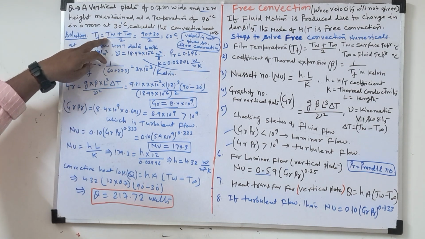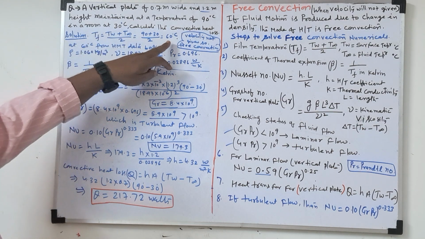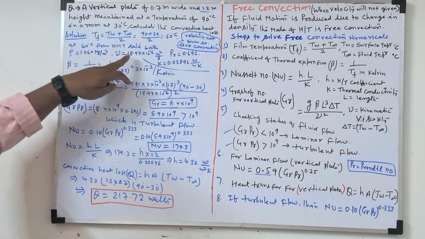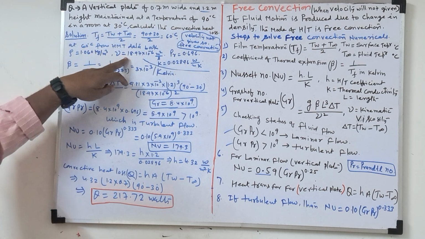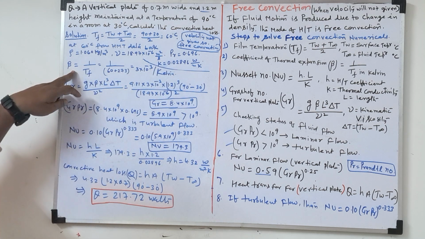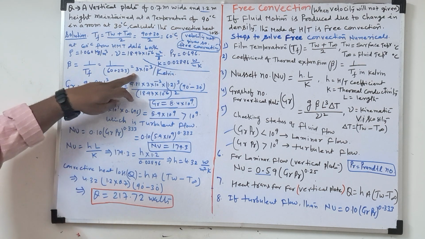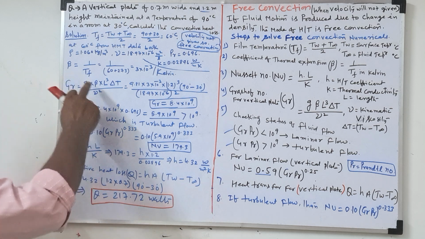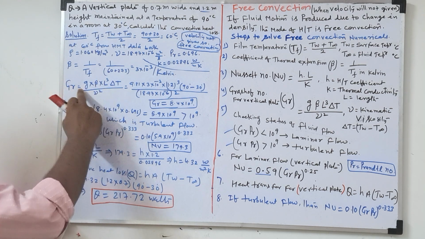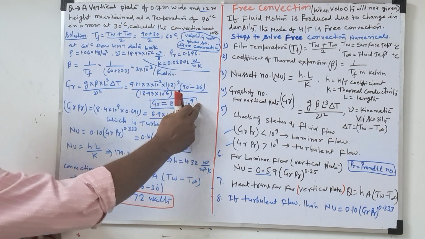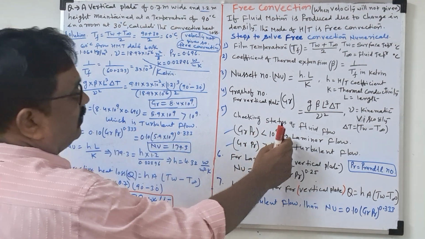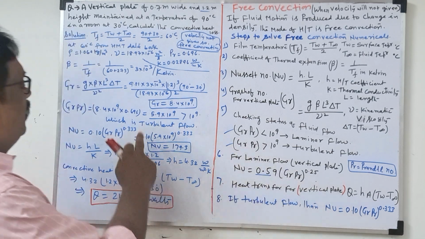First find the film temperature. With the help of the film temperature, go to the HMT data book and find the properties of air like density, kinematic viscosity, Prandtl number, thermal conductivity. Then find the coefficient of thermal expansion, beta, because we have to find the Grashof number. With this formula we find the Grashof number. Then the product of the Grashof number and Prandtl number tells the status of the fluid, either laminar or turbulent.